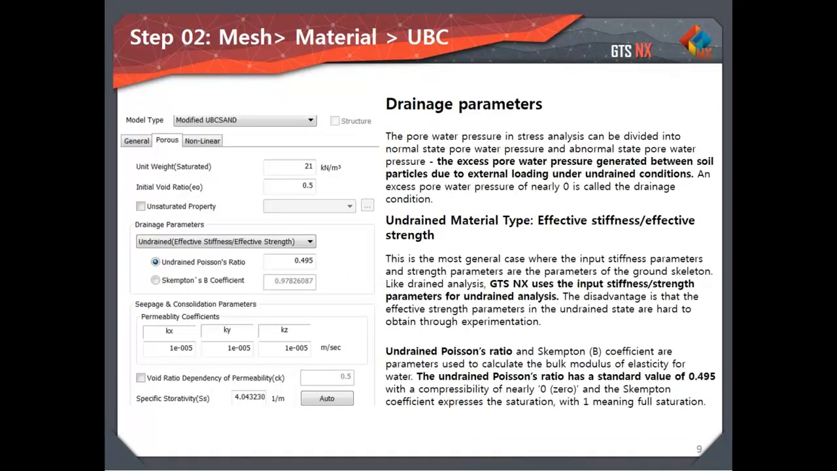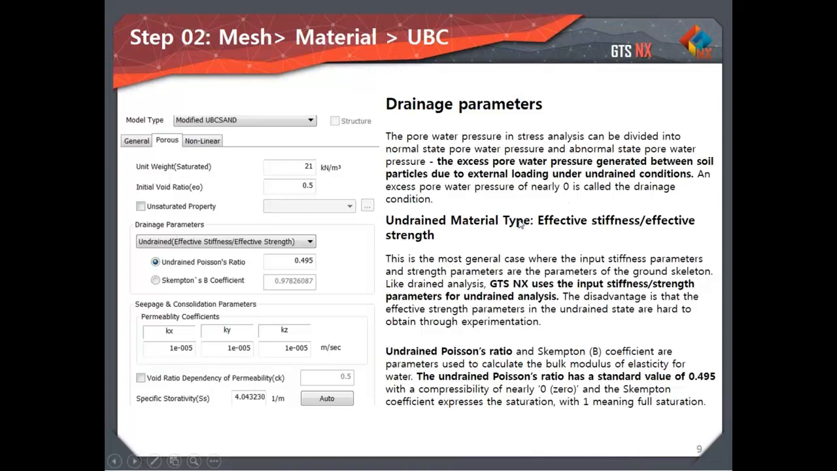Another important thing to point out: when we're defining the material for liquefaction, the UBCSAND, the main behavior will be captured in the nonlinear tab, but the porous tab also is important. We have to specify the undrained condition, that this would be an undrained material type. And from this, there are several options from which we can select. In order to capture the excess pore pressure generated in the soils, the loading has to occur under undrained conditions.